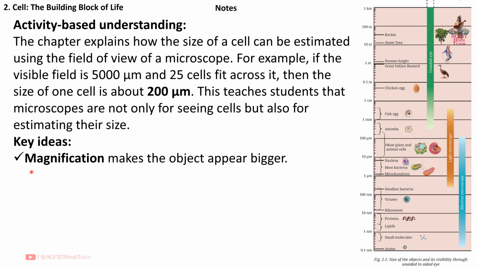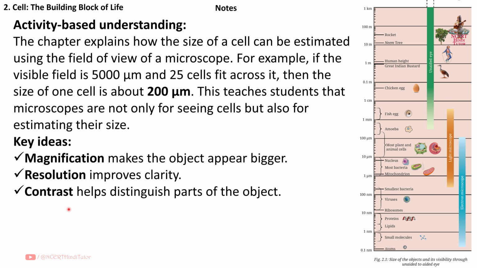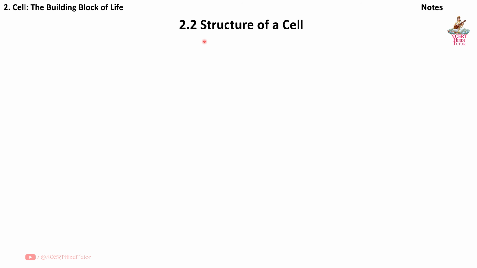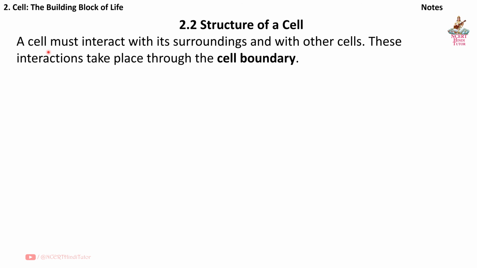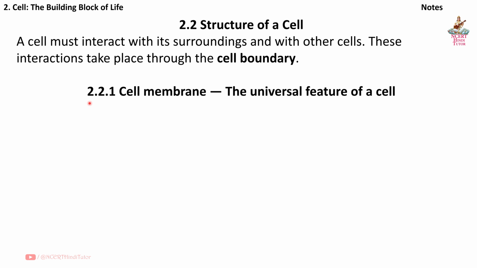Key ideas. Magnification makes the object appear bigger. Resolution improves clarity. Contrast helps distinguish parts of the object. So friends, this is a figure showing size of the objects and its visibility through unaided to aided eye. 2.2 Structure of a cell. A cell must interact with its surroundings and with other cells. These interactions take place through the cell boundary.